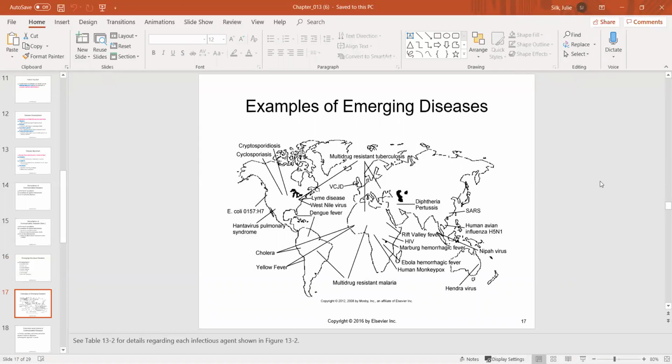All right, and then this gives an actual map of the world here, and it says, here are some examples of emerging diseases. So you can see here, cholera. There's a place here in Africa, and there's also a place here in South America where that's a big problem. Yellow fever is another one, same thing. Look at this, multi-drug resistant malaria. That's kind of scary. So there are certain things that are emerging that you would need to really keep good surveillance on.